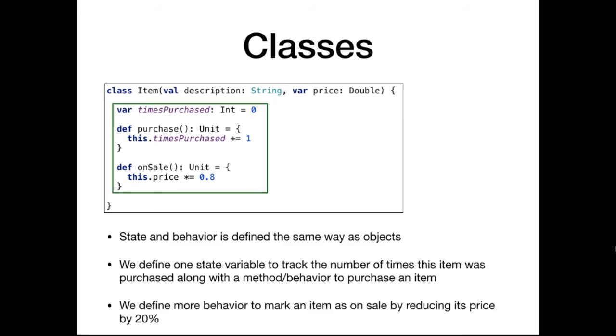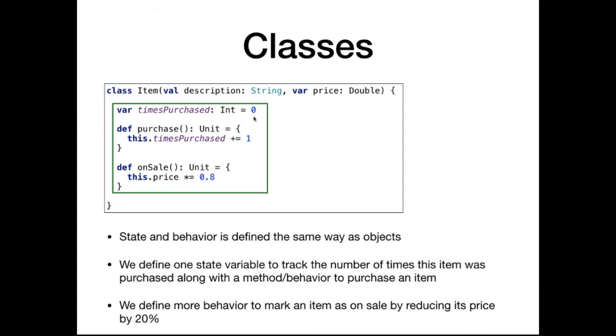So we want to create an item class with a description and a price. If we have some store, we don't just want one item. This is the one item that we have in this store. We want to create many different types of items based on the same class. So that's what we're after here. A lot of different items with a lot of different descriptions, a lot of different prices, but with similar state and behavior. So we're going to define the state and behavior just like we did the object.